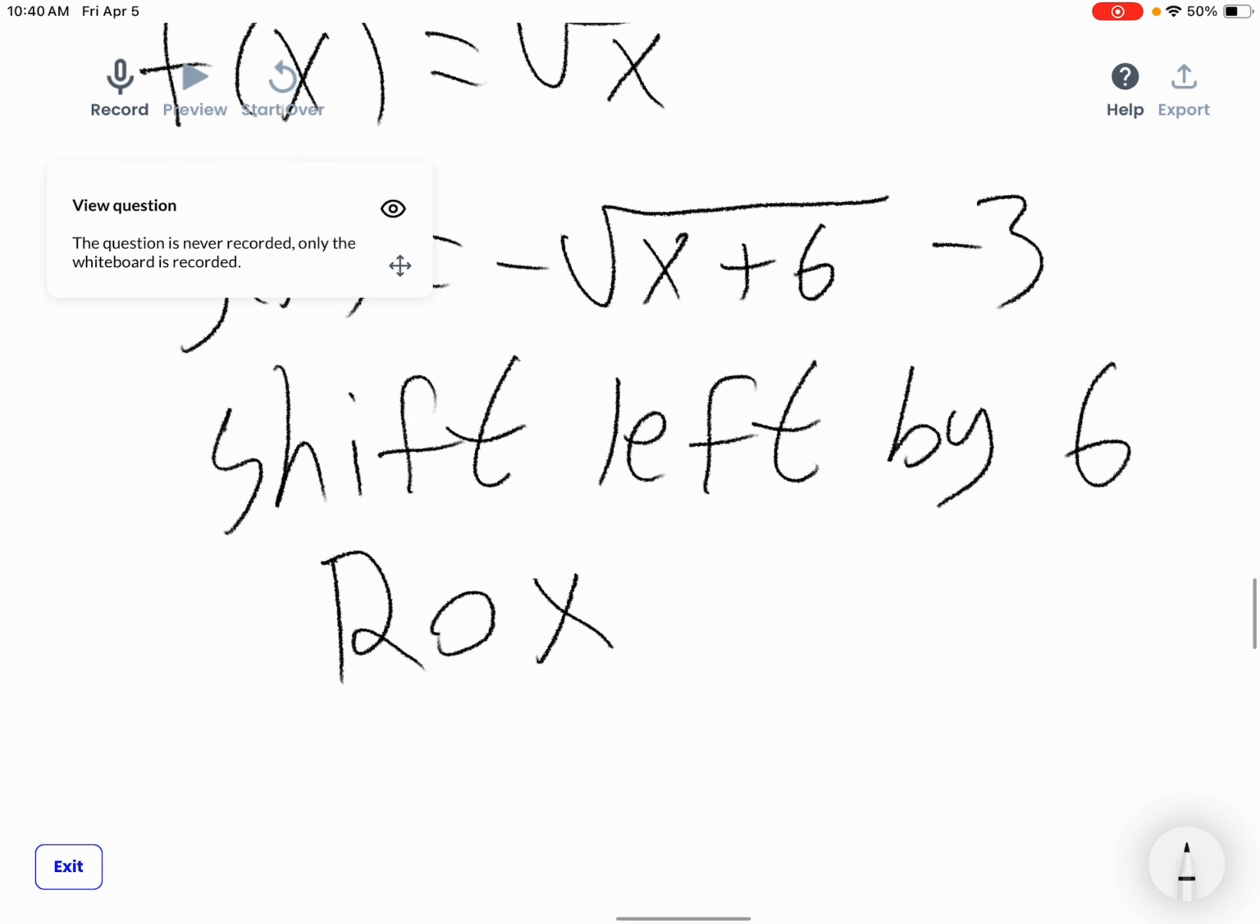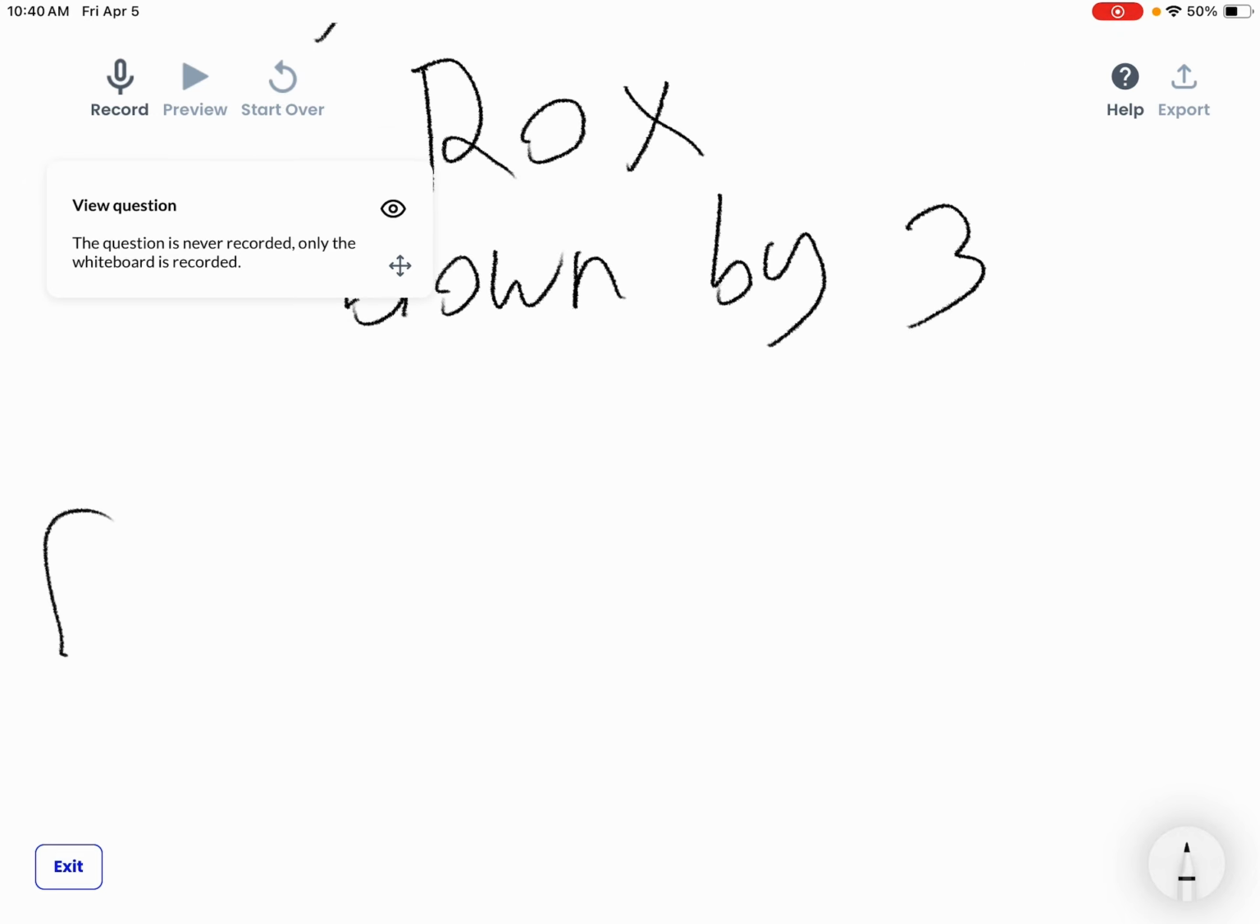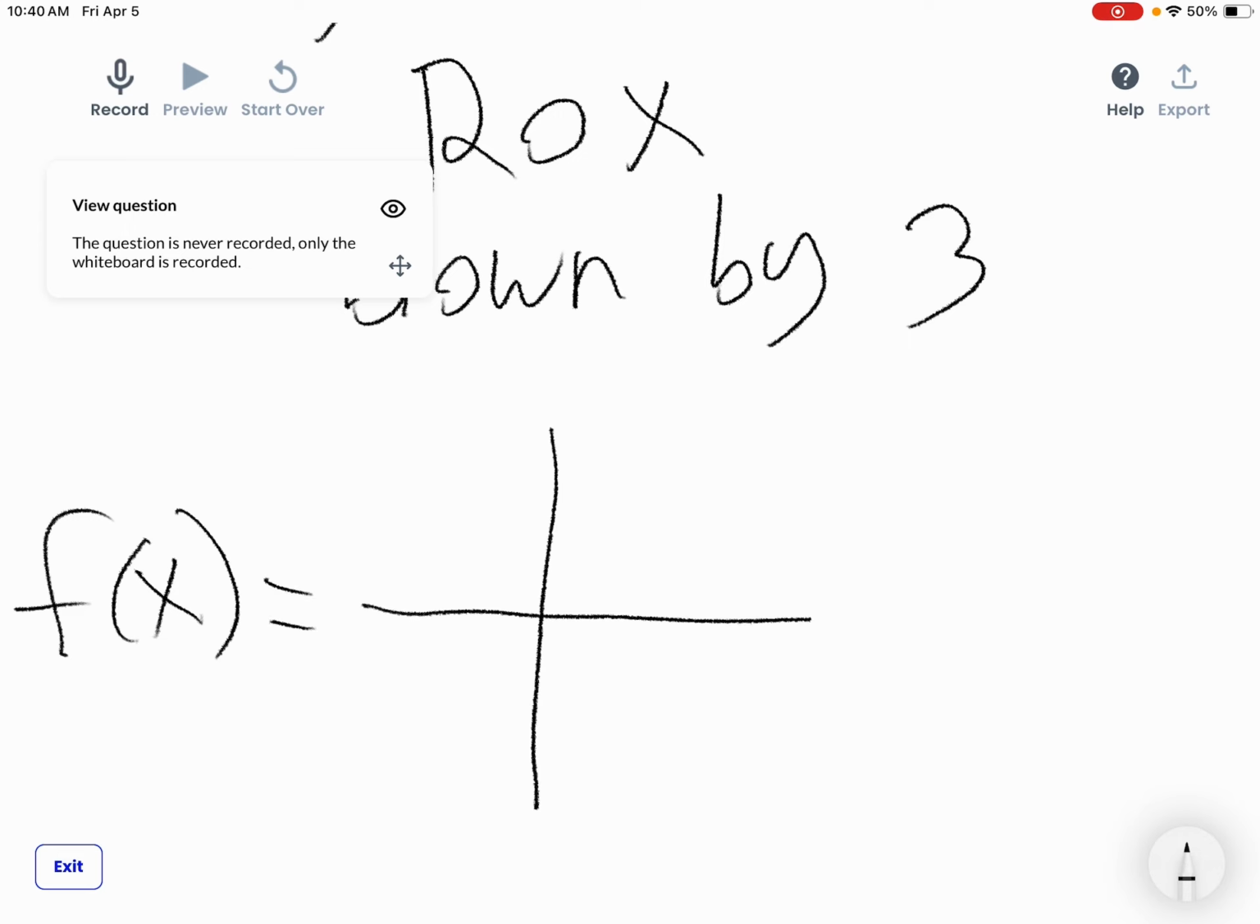And the -3 outside is going to be going down by 3. And then we're asked to make a quick sketch of g of x. Well, if we make a quick sketch of f of x, the square root function, you should kind of know what that looks like. The square root function looks something like so.